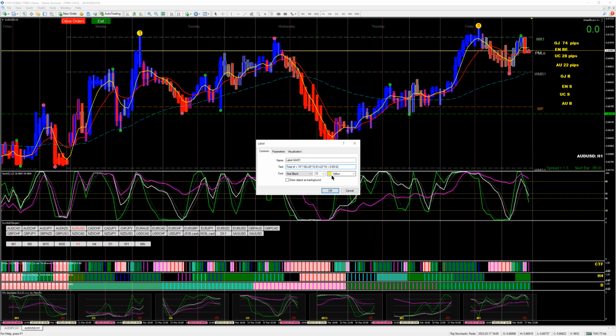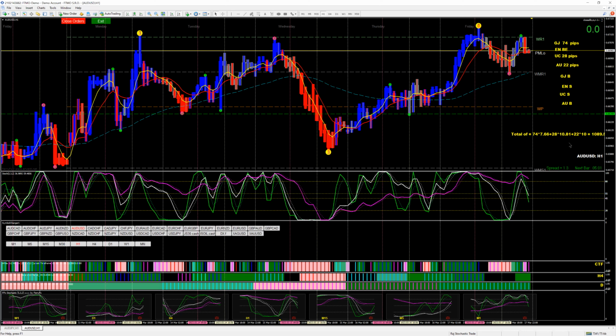Oh, come on. 1,089, I'll get it right. And there you have it. Now this is on a per lot basis, full lot. So whatever your lot size is, you multiply it by that and you get your daily derivation.